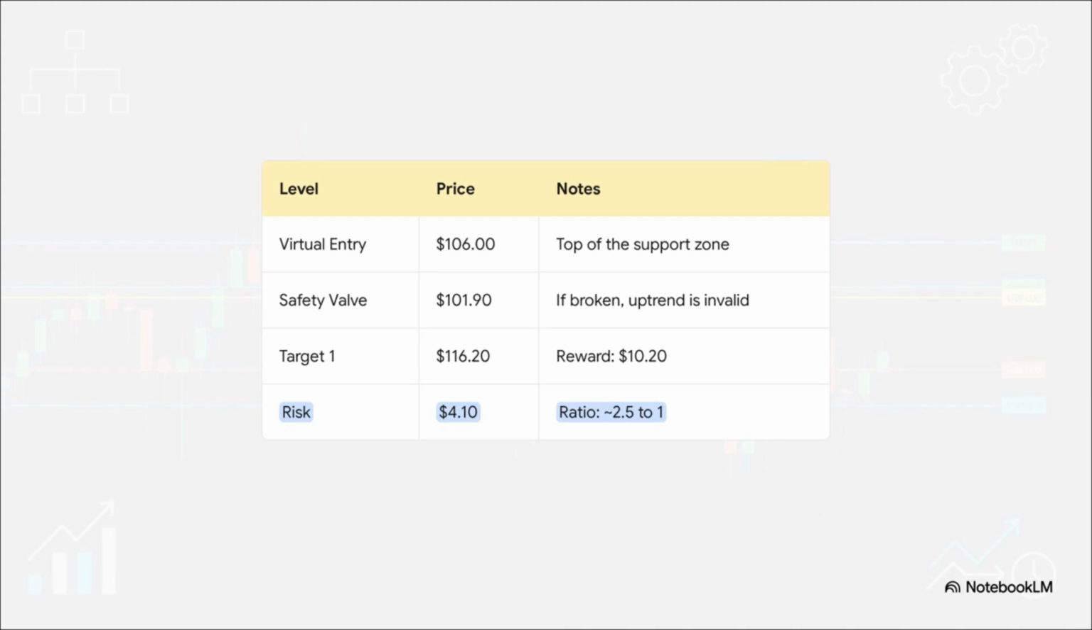You can see the entry, the safety valve, the target. But here's what I really want you to see. Look at the risk versus the reward. The risk, which is the distance down to our safety valve, is about $4.10, but the reward, just to our first target, is over $10. That means we're looking at a reward that's about 2.5 times bigger than our risk, and that is the kind of setup a professional trader looks for.